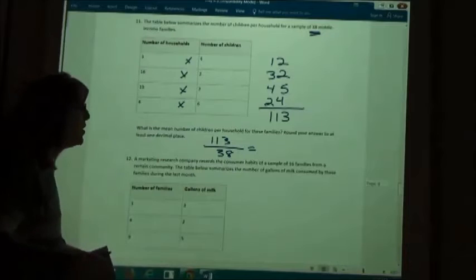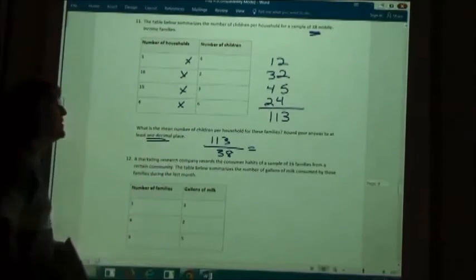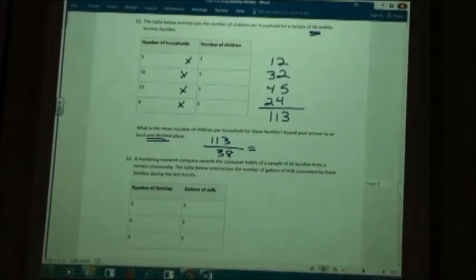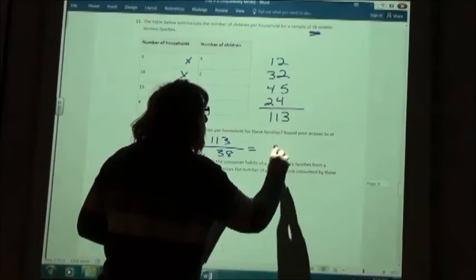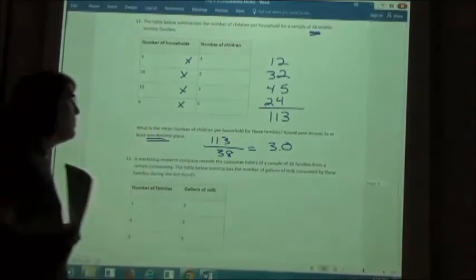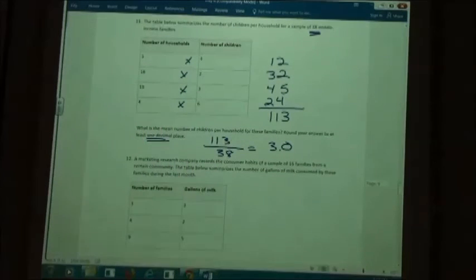We are rounding this one to 1 decimal place, it says. So they changed that on us. If you go farther than 1, you're okay because it says at least 1. And so if I round that off, I would get 3.0, did you say? Yeah, 3.0. Okay?